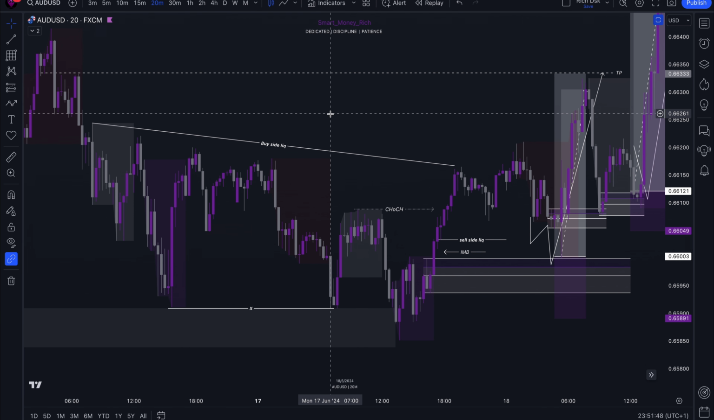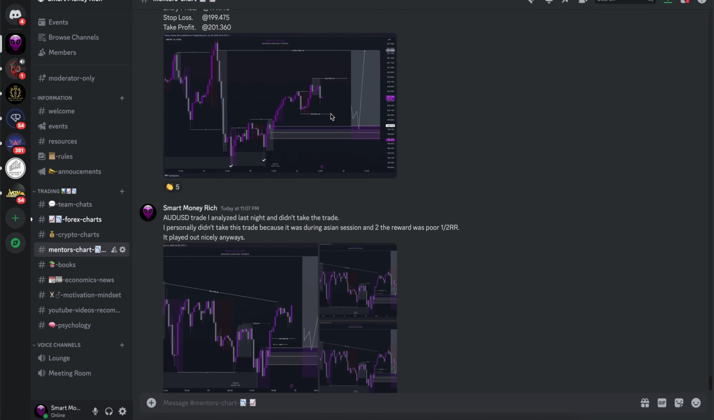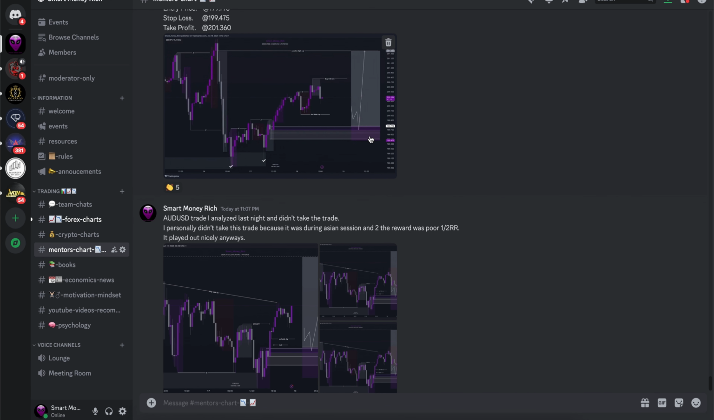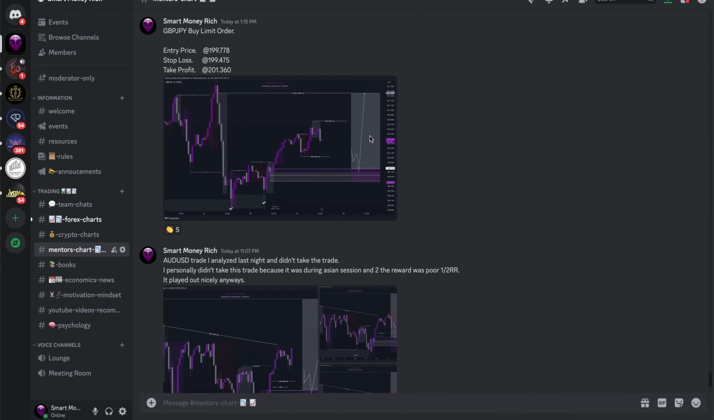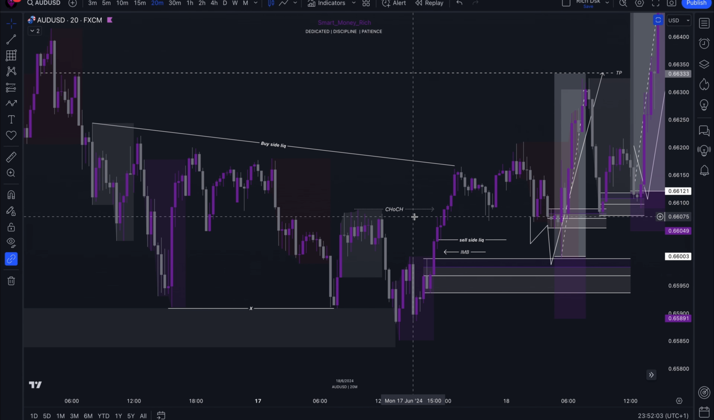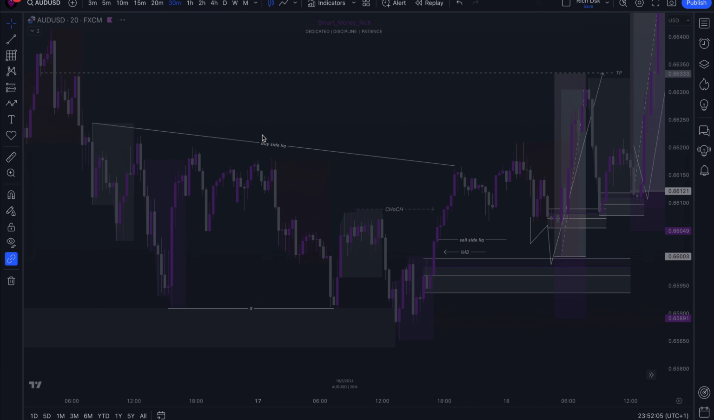This was the entry. Let's go back. Let me see the time frame I took this setup. This is JPY. I'll explain this one to you guys as well. This was the trade. Okay, what time frame? It was on the 30-minute time frame, guys. I did that analysis on the 30-minute time frame. That was how I got that entry.